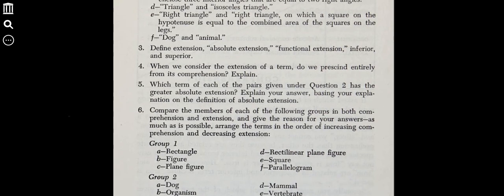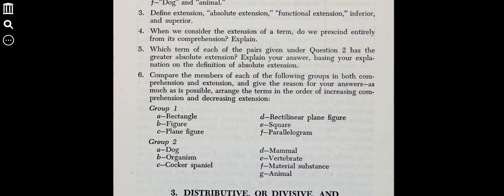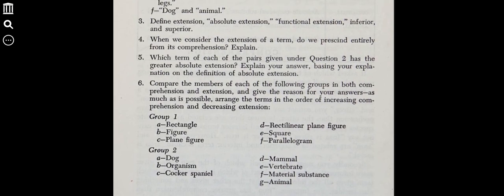So what about D, triangle and isosceles triangle? Well, isosceles triangle has greater comprehension than triangle. So all isosceles triangles are triangles, but not all triangles are isosceles triangles, right? For E, let's just assume that the right triangle is Euclidean in this case. So right triangle and right triangle on which a square on the hypotenuse is equal to the contained area of the squares on the legs. So if we assume we have just Euclidean triangles, they would have equal comprehension. And what about dog and animal? Well, dog definitely has greater comprehension than animal.